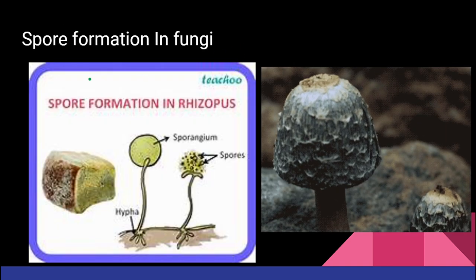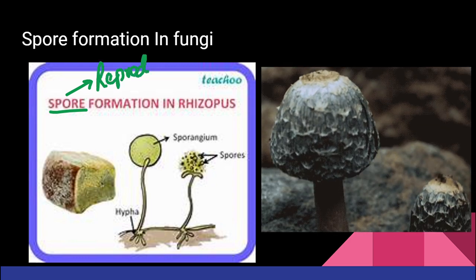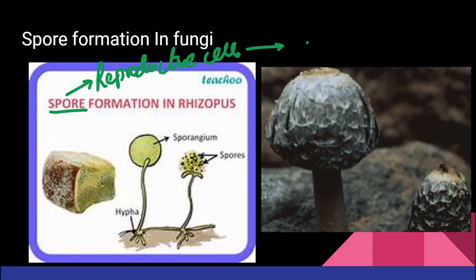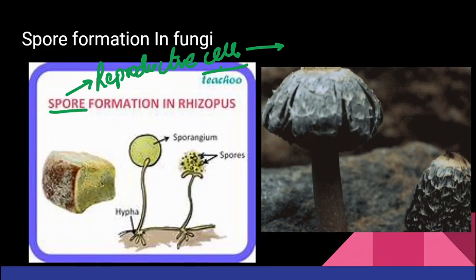Then here you can see the formation of spores. What is a spore? A spore is again a reproductive cell. In the chat box, tell me, is a spore going to be haploid or diploid, right? Spores are reproductive cells. That means from this cell, an individual is going to grow.